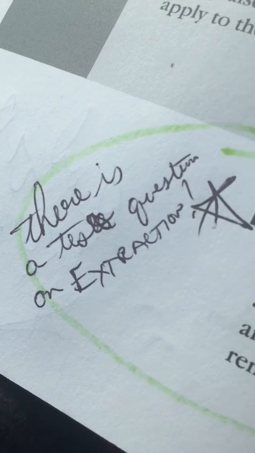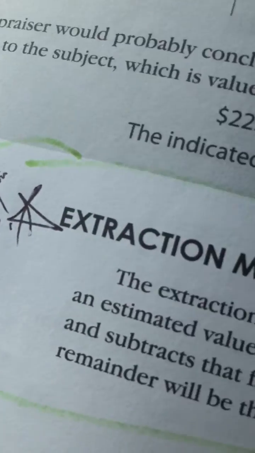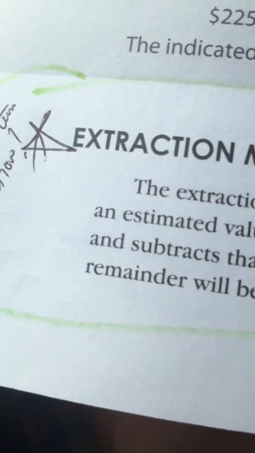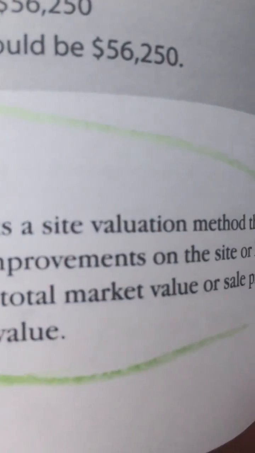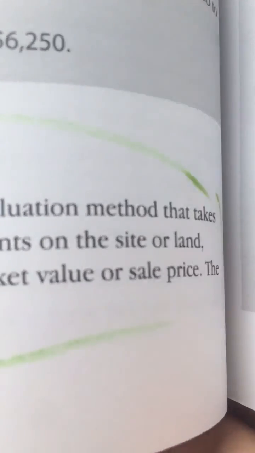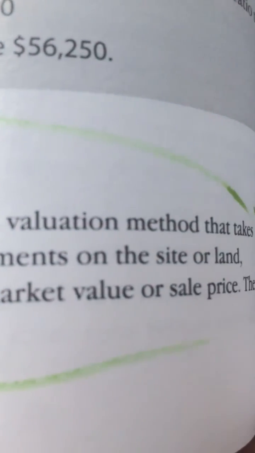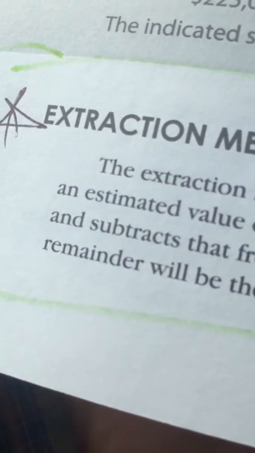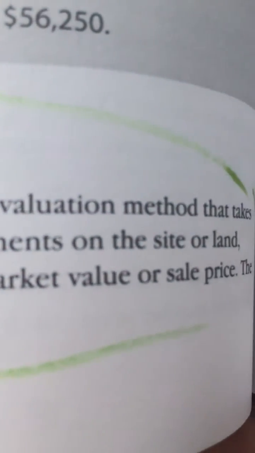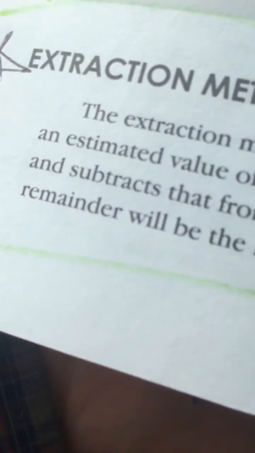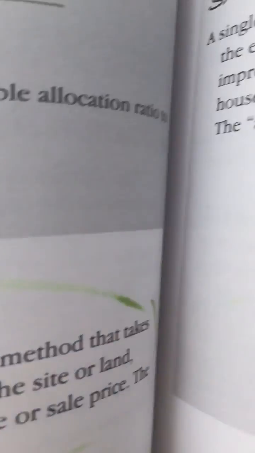Extra note, there's a test question on extraction. Extraction method. The extraction method is a site valuation method that takes an estimated value of the improvements on the site or land and subtracts that from the total market value or sale price. The remainder will be the land value.